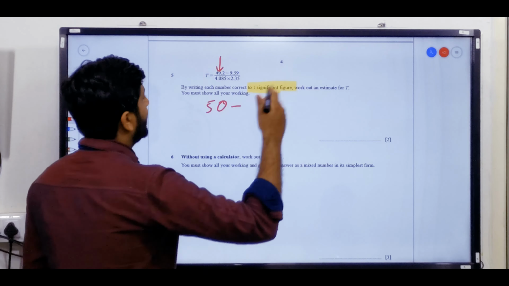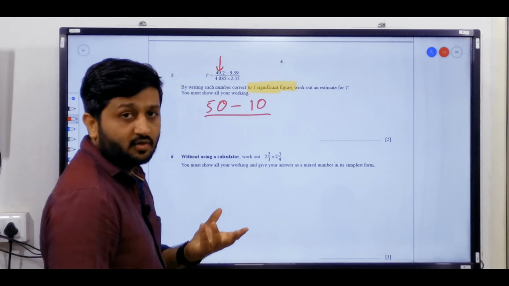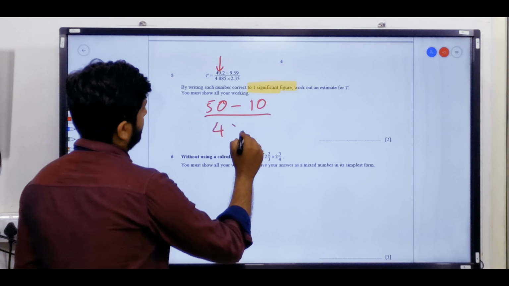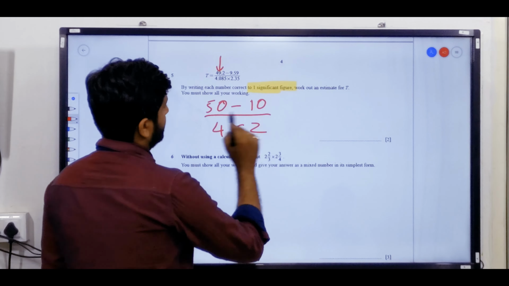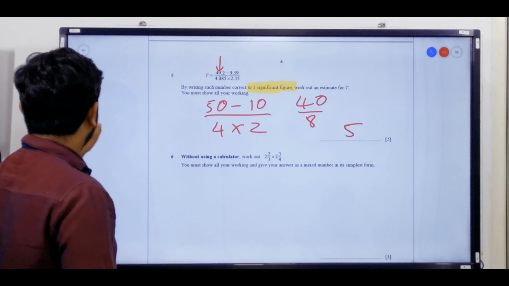So now let's add 1. This will become 10. Here the second digit is 0. So this will become 4. Here it is 3, so 2. That's 40 upon 8, which will be 5.